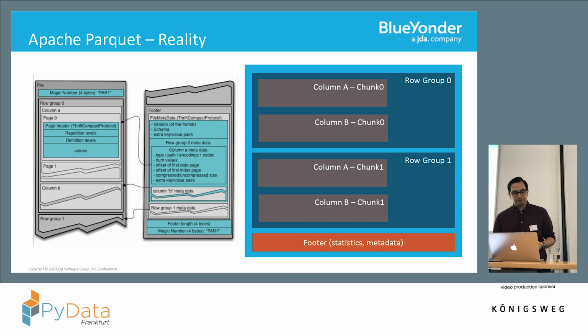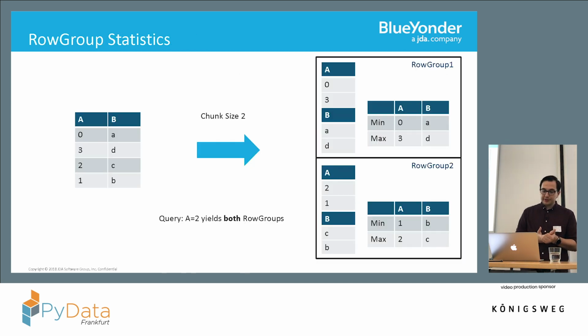How does this work? If we look at row group statistics, consider a very simple table: two columns, an integer column and a string column, and so on. And I define the chunk size, so I say my row groups should be split every 2 rows.